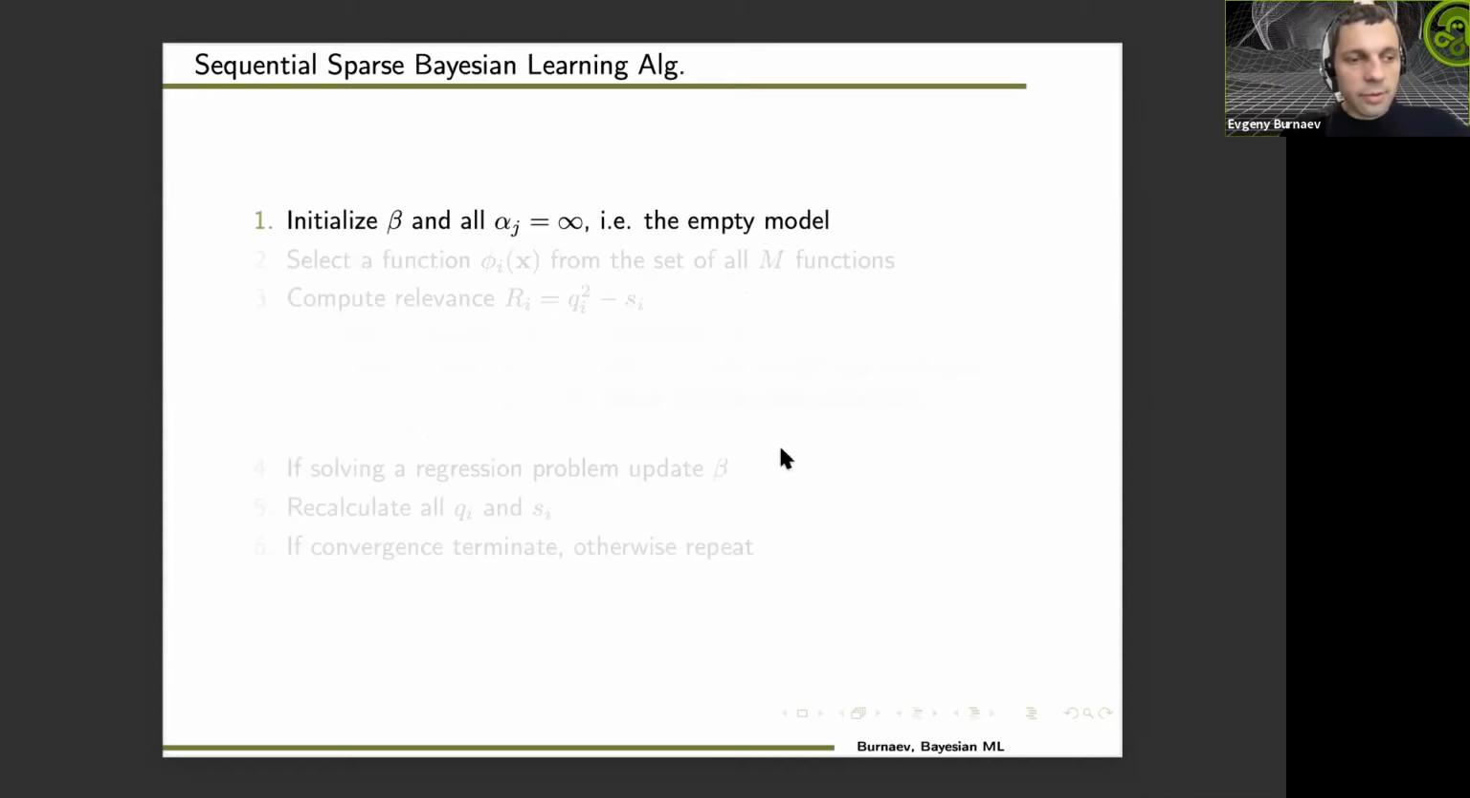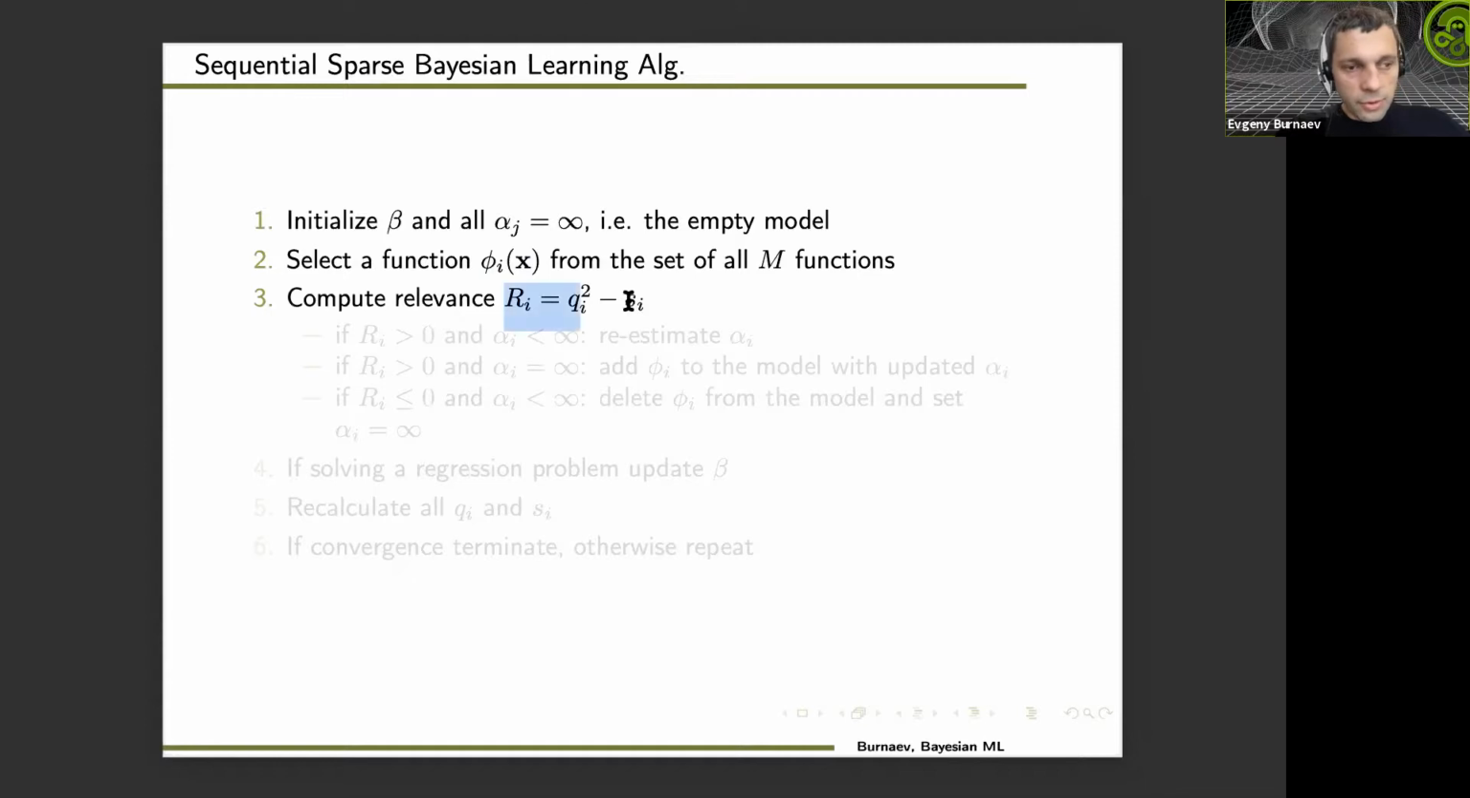And so we get the following algorithm. We initialize the value of beta, and all alpha we set to infinity, so the model is empty. We select a function phi_i from the set of all available M basis functions, and we compute this value. It is called relevance. If this value is greater than 0, and from the previous iteration alpha is not infinite, we re-estimate alpha.